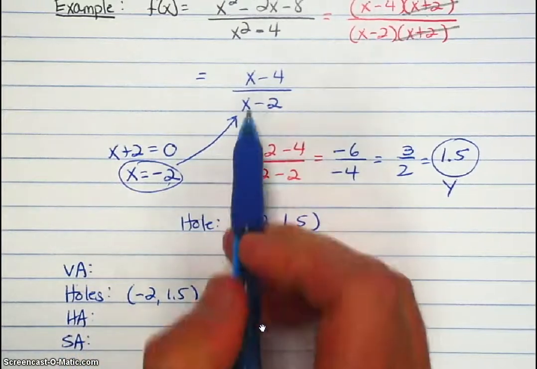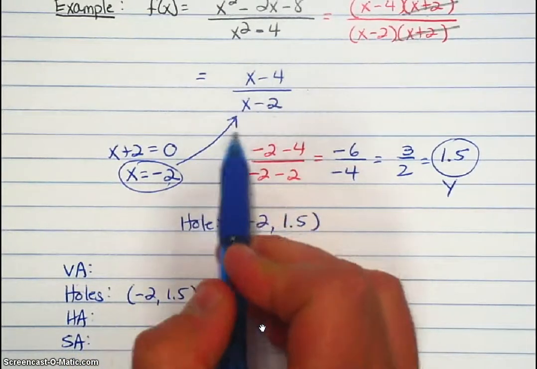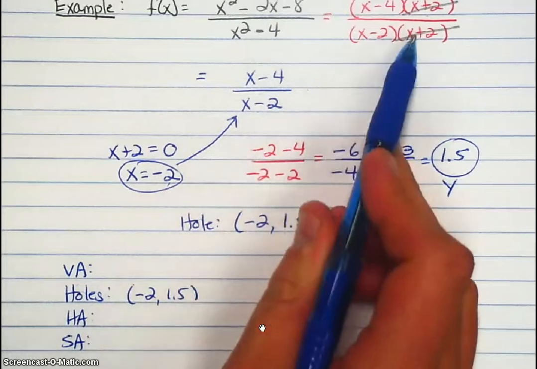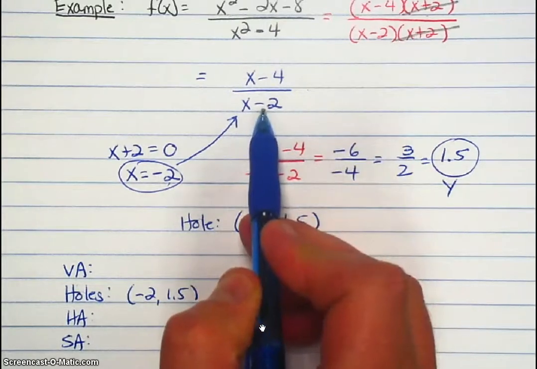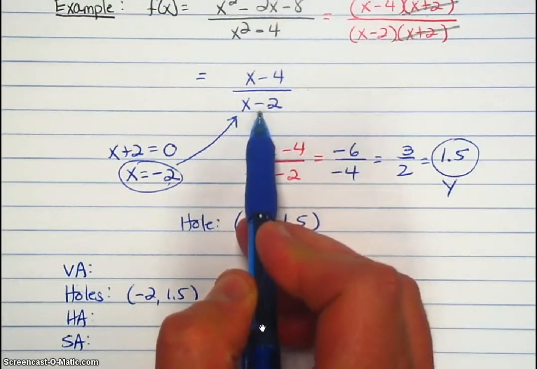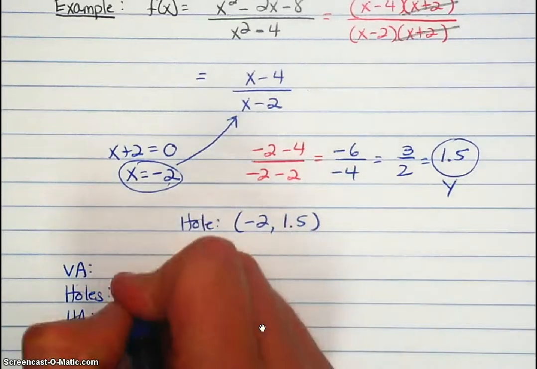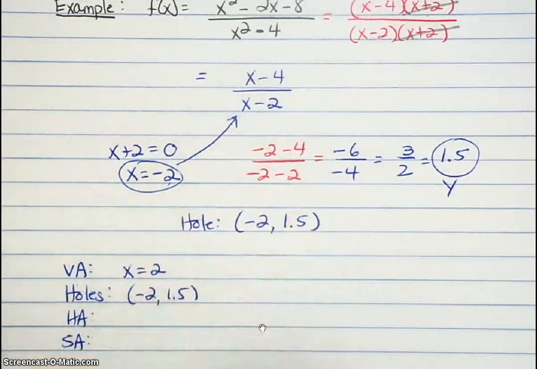Okay. Our vertical asymptote, we would go to this problem right here, where we canceled out already, and we've got this. And now we would look at this denominator. And if we set that denominator equal to 0 and solved it, we would get a vertical asymptote at x equals positive 2.